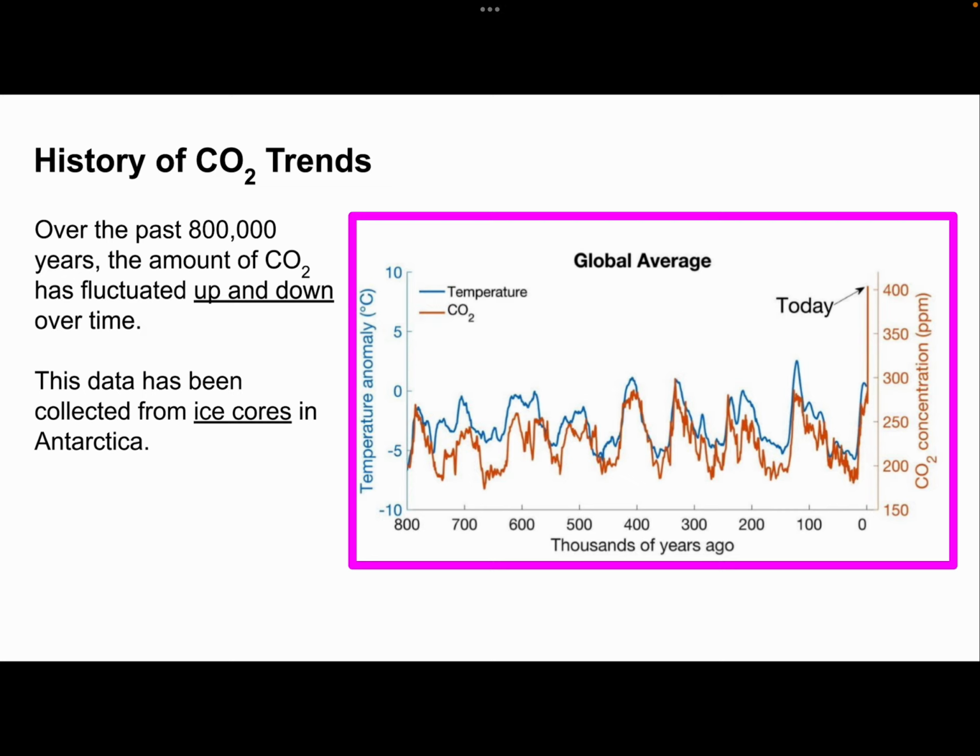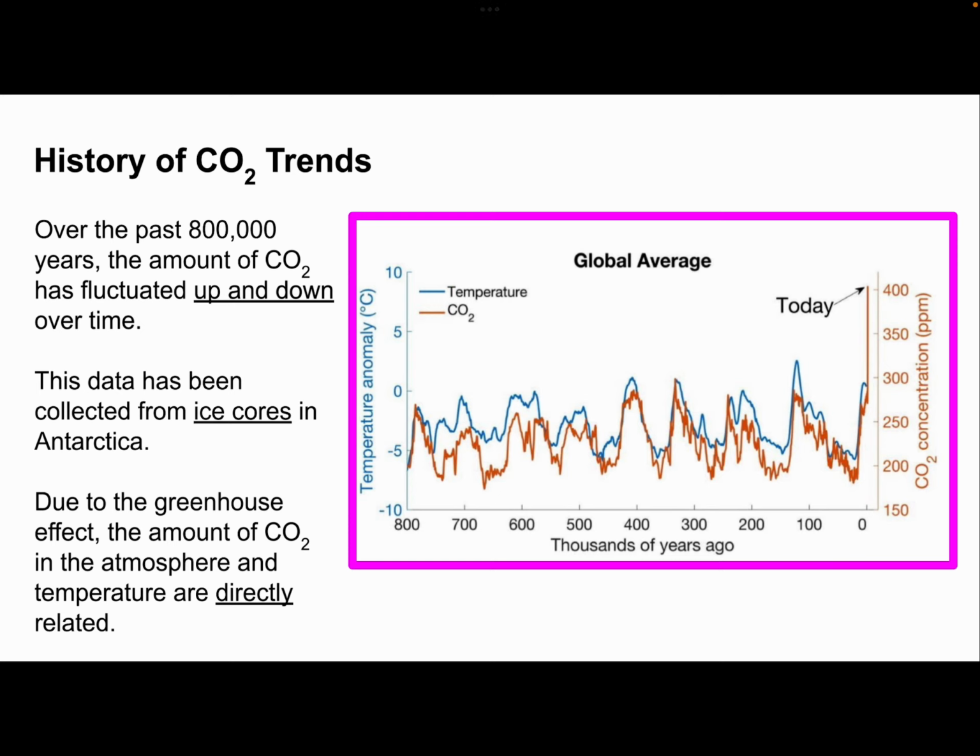Okay, where we get this data is from the ice cores. When we drill into the ice in Antarctica and pull that up, we can look at the bubbles that are trapped inside the ice, and we can actually analyze those bubbles, and that tells us how much CO2 was in the atmosphere at the time when that ice was created. And so that's where we get this data from, is from ice cores.